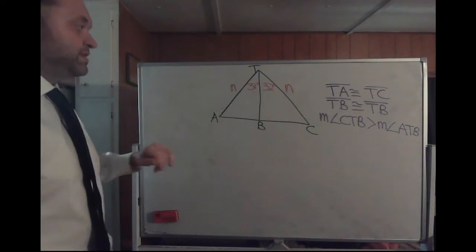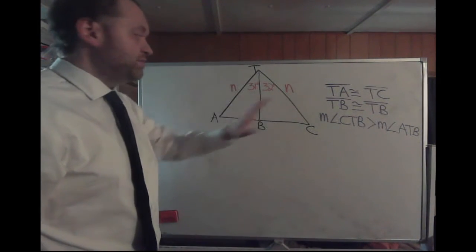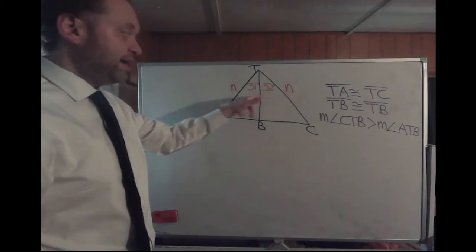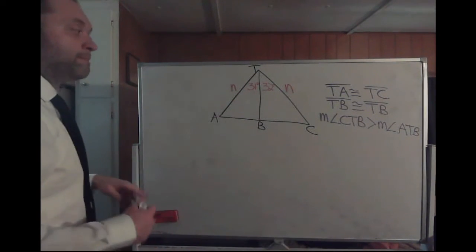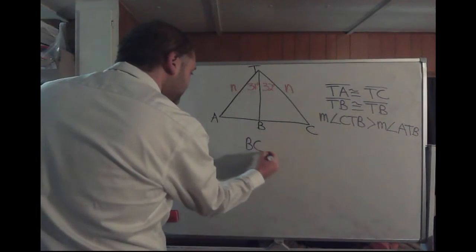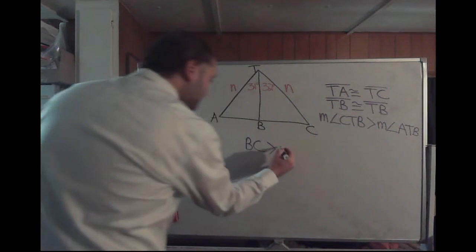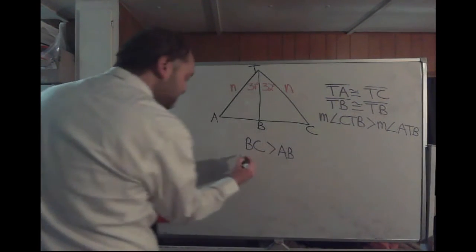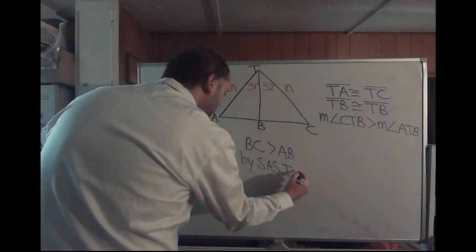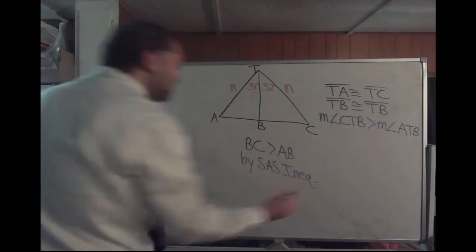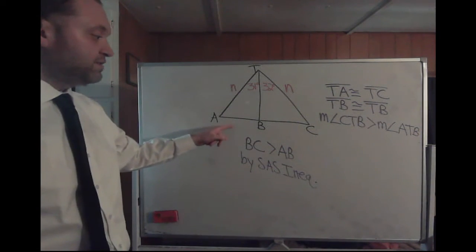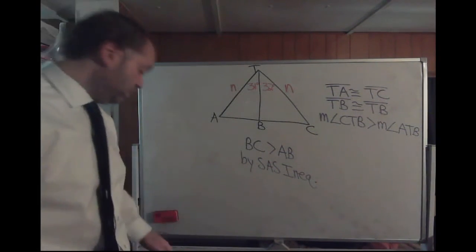So if we have two sides of one triangle congruent to two sides of another, but the included angle of the second triangle greater than the included angle of the first triangle, all that can mean at this point is that the length of BC is going to be greater than the length of AB. That's going to be by the side angle side inequality theorem. So therefore, in the end, we can conclude that the length of BC is greater than the length of AB by the side angle side inequality theorem.